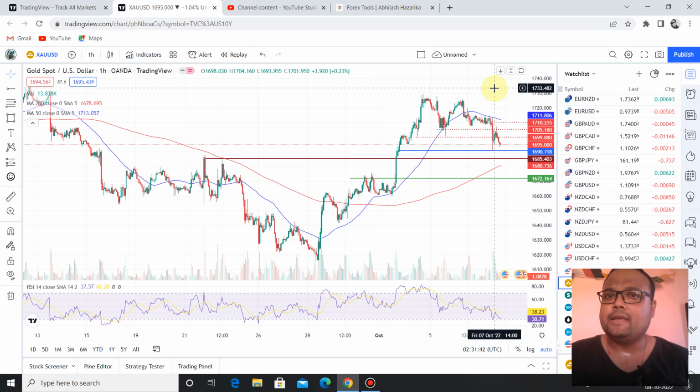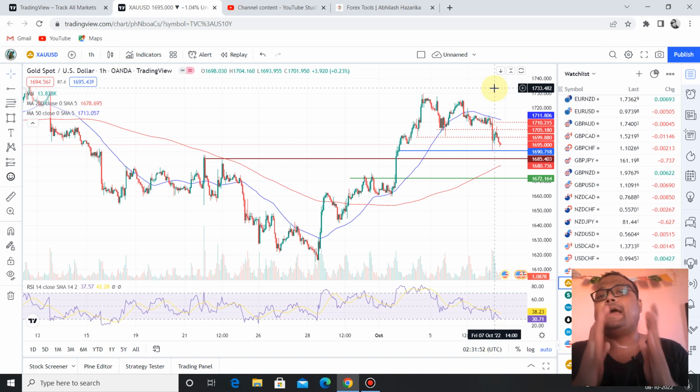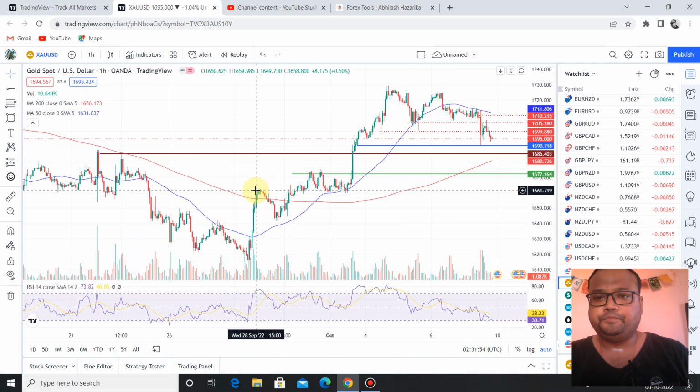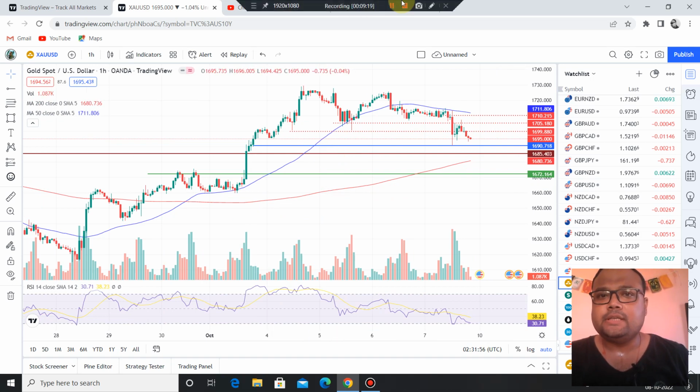But again, I'm saying, before placing any buy order, watch the market. Always remember, a trader only trades when the opportunity is right. That is the main difference between a gambler and a trader. So these are the opportunities if the market goes down on Monday.